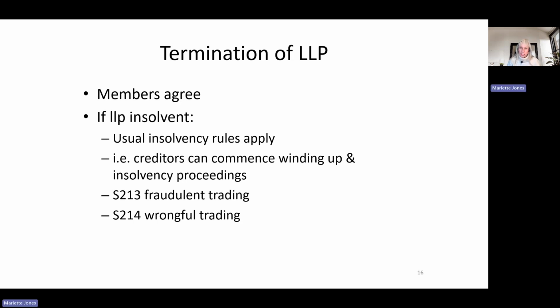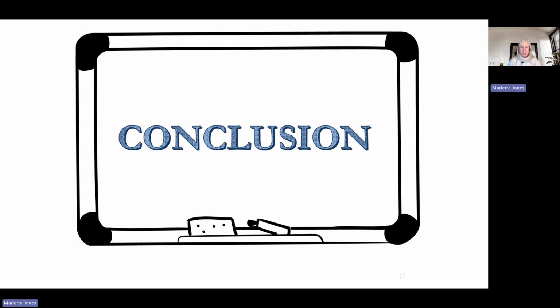Back to the LLP. An LLP can be terminated by agreement amongst the members or through insolvency proceedings. This structure, the LLP, therefore, offers both flexibility and protection for modern professional and trading firms. To conclude, partnerships remain a foundational element of business law in the UK. The general partnership relies heavily on trust, good faith, and personal liability, whereas newer forms such as the limited liability partnership offer greater protection and adaptability for today's business.